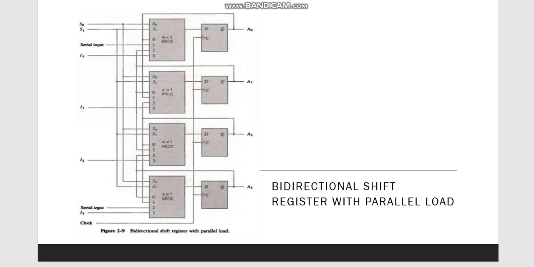When S1 S0 is equal to 1 0, a shift left operation results, with the other serial input data going into flip-flop A3 and the content of flip-flop Ai+1 transferred into flip-flop Ai for i equal to 0, 1 and 2. When S1 S0 is equal to 1 1, the binary information from each input I0 through I3 is transferred into the corresponding flip-flop, resulting in a parallel load operation. Note that the way the diagram is shown, the shift right operation shifts the contents of the register in the down direction, while the shift left operation causes the contents of the register to shift in the upward direction.